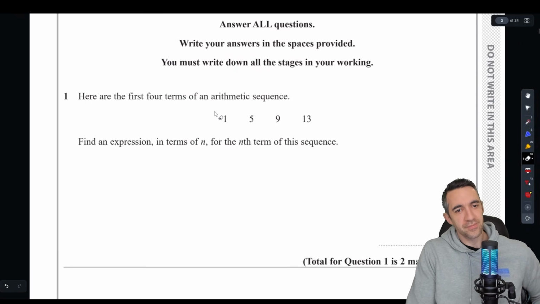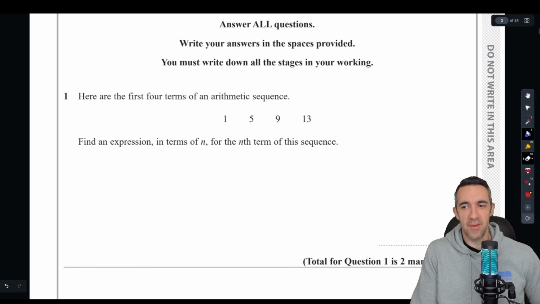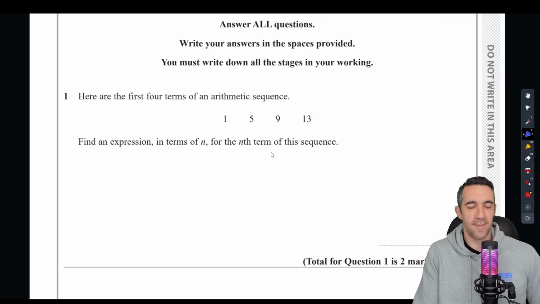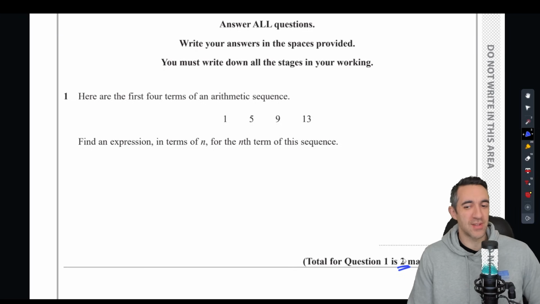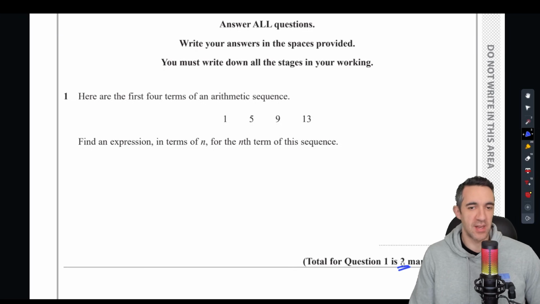So question one, we've got the first four terms of an arithmetic sequence, 1, 5, 9, 13. We want an expression in terms of n for the nth term of this sequence. So a pretty easy starting question. It's 2 marks, so I'm only allowed to get 1 mark. I can't get 2 because then it would count towards my total, right? I'm not going to include any marks if I get full marks for a question.